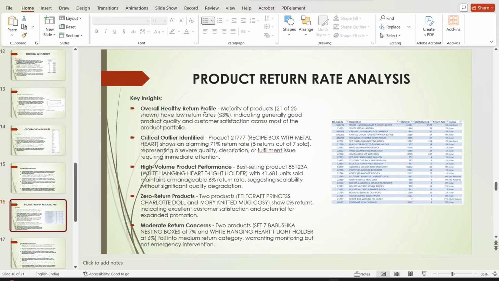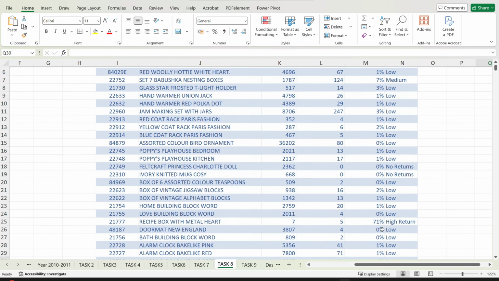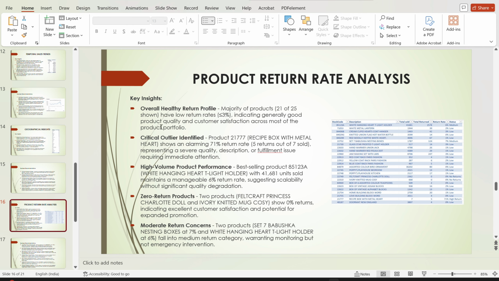Next task is product return analysis. That is, return rate analysis showed most products have low returns, but one product had a 71 percentage return rate. That is a critical finding. I used some IF function to calculate the return rates. So the product return rate analysis: overall healthy return policy.